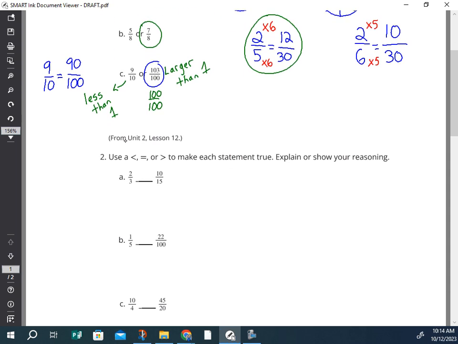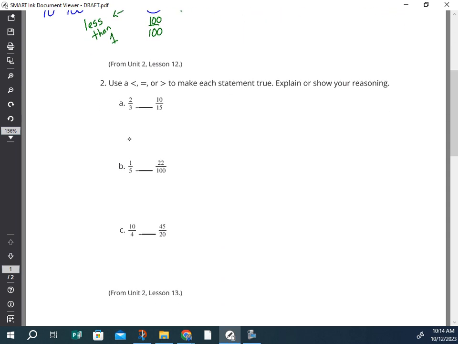Moving on. Lots of strategies that we've learned in class to figure these out. Use the less than, equal to, or greater than symbol to make each statement true. 2/3 or 10/15. Well, I am going to take 2/3 and make it mathematically into 15ths. And I believe if I times 3 by 5, I get 15. So let's times the 2 by 5 to make that equivalent fraction. So that's 10/15ths. So I can use this equivalent fraction to help me compare. Now they're both in 15ths. They're equal to each other. All right, let's just do that.